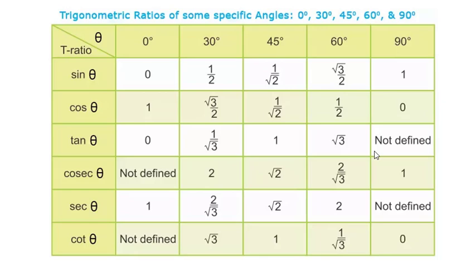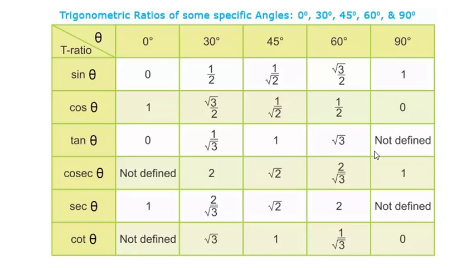Cosec is the reciprocal of sine, so cosec 0 is not defined, cosec 30 is 2, cosec 45 is root 2, cosec 60 is 2 upon root 3 and cosec 90 is 1. Sec 0 is 1, sec 30 is 2 upon root 3, sec 45 is root 2, sec 60 is 2 and sec 90 is not defined.